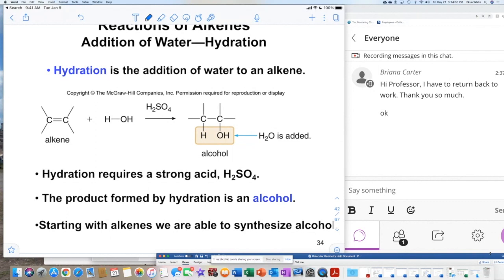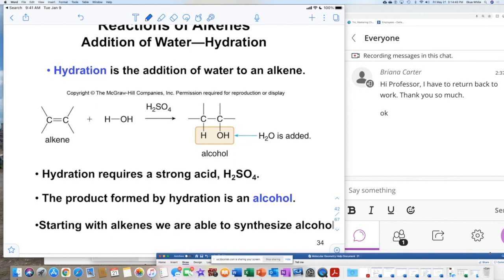In the world outside of chemistry, hydration is done when you're thirsty, right? You drink water. Can you turn the air on, please? It's kind of warm. Thank you. The air conditioner is a little far from me, okay?